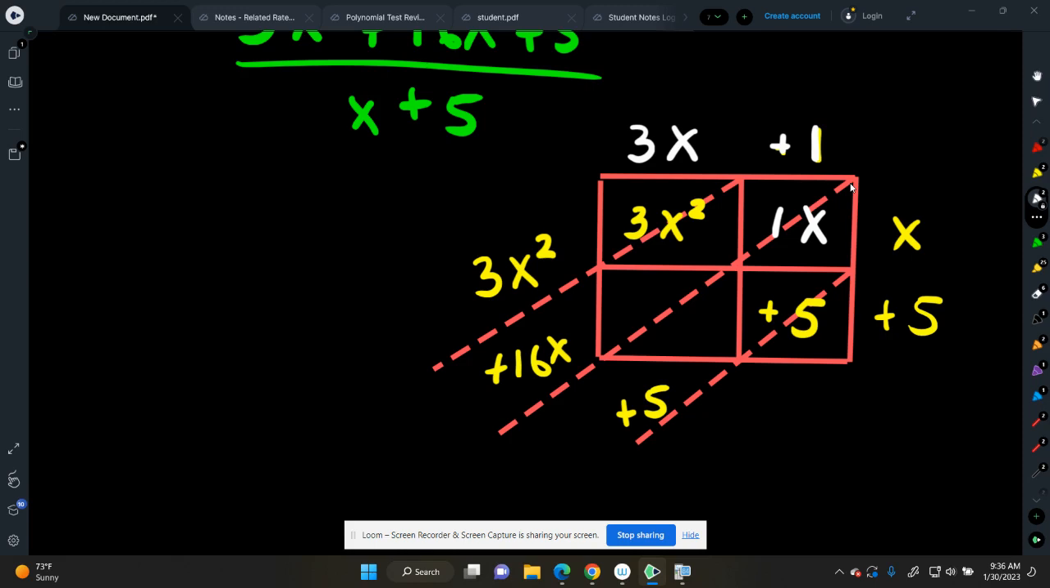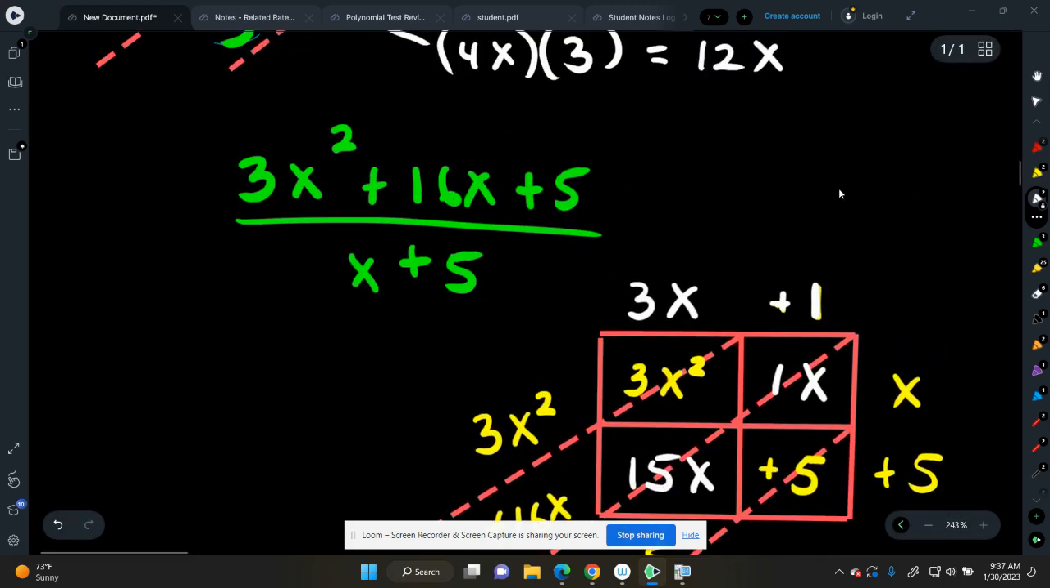Okay. So now, let's see here. Tori, what goes in the bottom? 15x. How do we know that? Because 3x times 5 is 15x. Beautiful. You guys got it. There we go. We're just going to double check our diagonals. So we have 3x squared. That's good. 1x plus 15x. There's 16x. And then we have 5. So we've got it all good. So the answer is 3x plus 1.